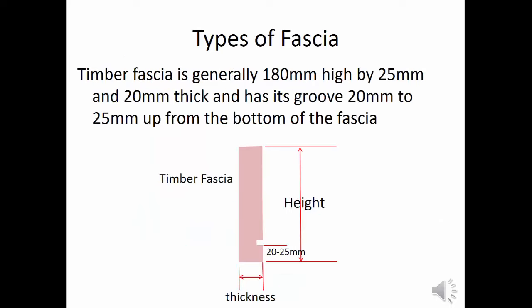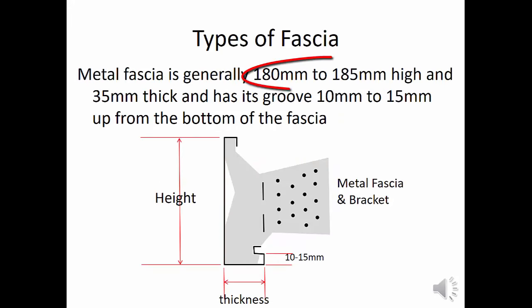Timber fascia is 180 millimeters high, but it comes in a couple of thicknesses, 25 millimeters thick and 20 millimeters thick. The groove is generally 20 to 25 millimeters measured up from the bottom of the fascia. Metal fascia is generally 180 to 185 millimeters high by 35 millimeters thick. Its groove is generally 10 to 15 millimeters measured up from the bottom of the fascia.